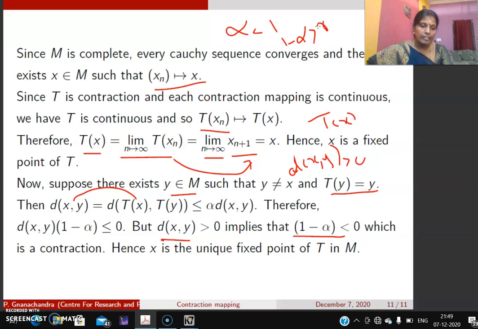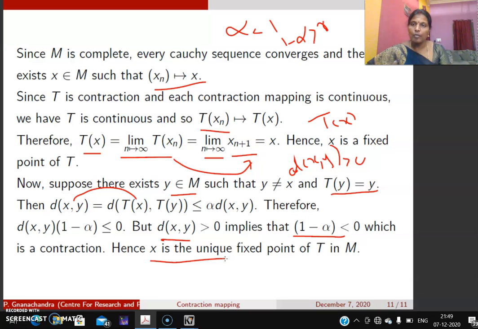So why does this contradiction occur? We have taken another element y belonging to M that is also a fixed point. So this shows that the contraction mapping has only one fixed point. Therefore, x is the unique fixed point. So we have proved the contraction theorem: M is a complete metric space and T is a contraction, then T has a unique fixed point, that is T of x equal to x.